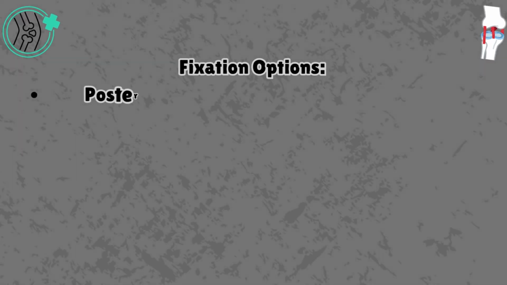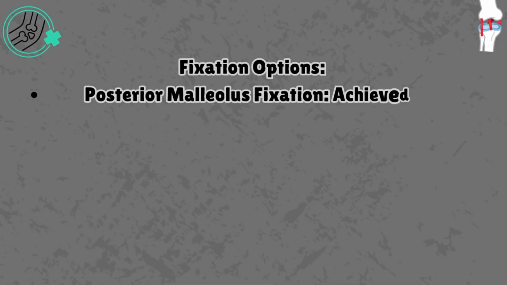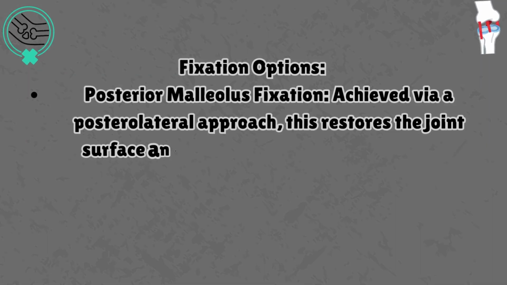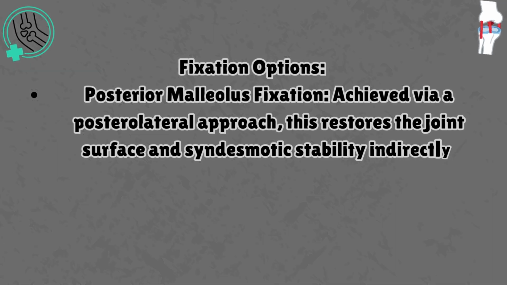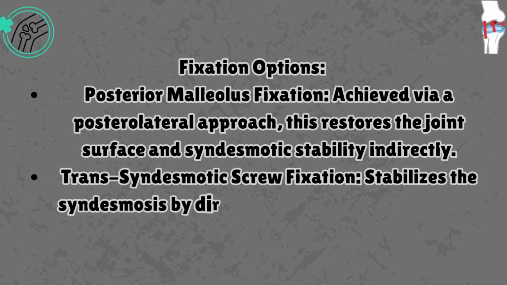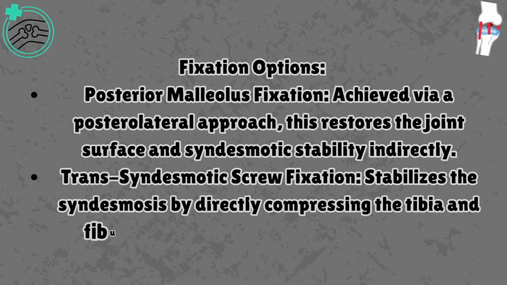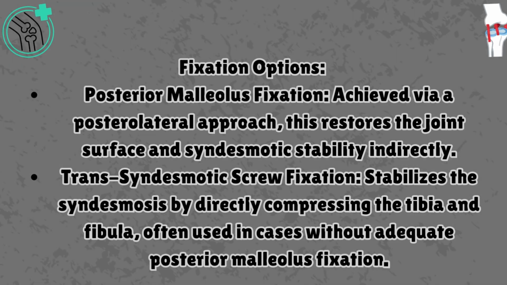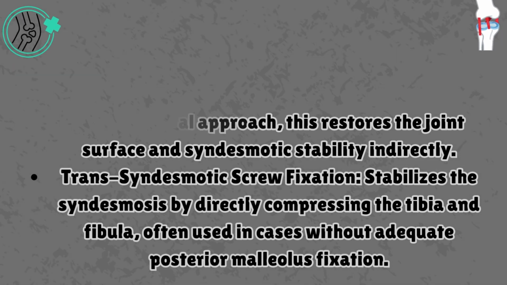Fixation options. Posterior malleolus fixation, achieved via a posterolateral approach. This restores the joint surface and syndesmotic stability indirectly. Transsyndesmotic screw fixation stabilizes the syndesmosis by directly compressing the tibia and fibula, often used in cases without adequate posterior malleolus fixation. Controversy in management.